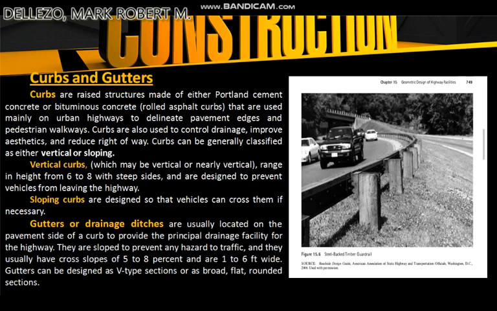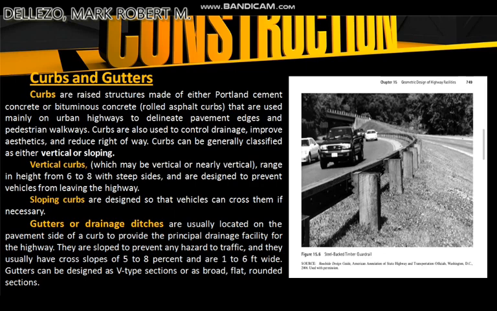Curbs can be generally classified as either vertical or sloping. Vertical curbs, which may be vertical or nearly vertical, range in height from 6 to 8 inches with steep sides and are designed to prevent vehicles from leaving the highway. But sloping curbs are designed so that vehicles can cross them when necessary.